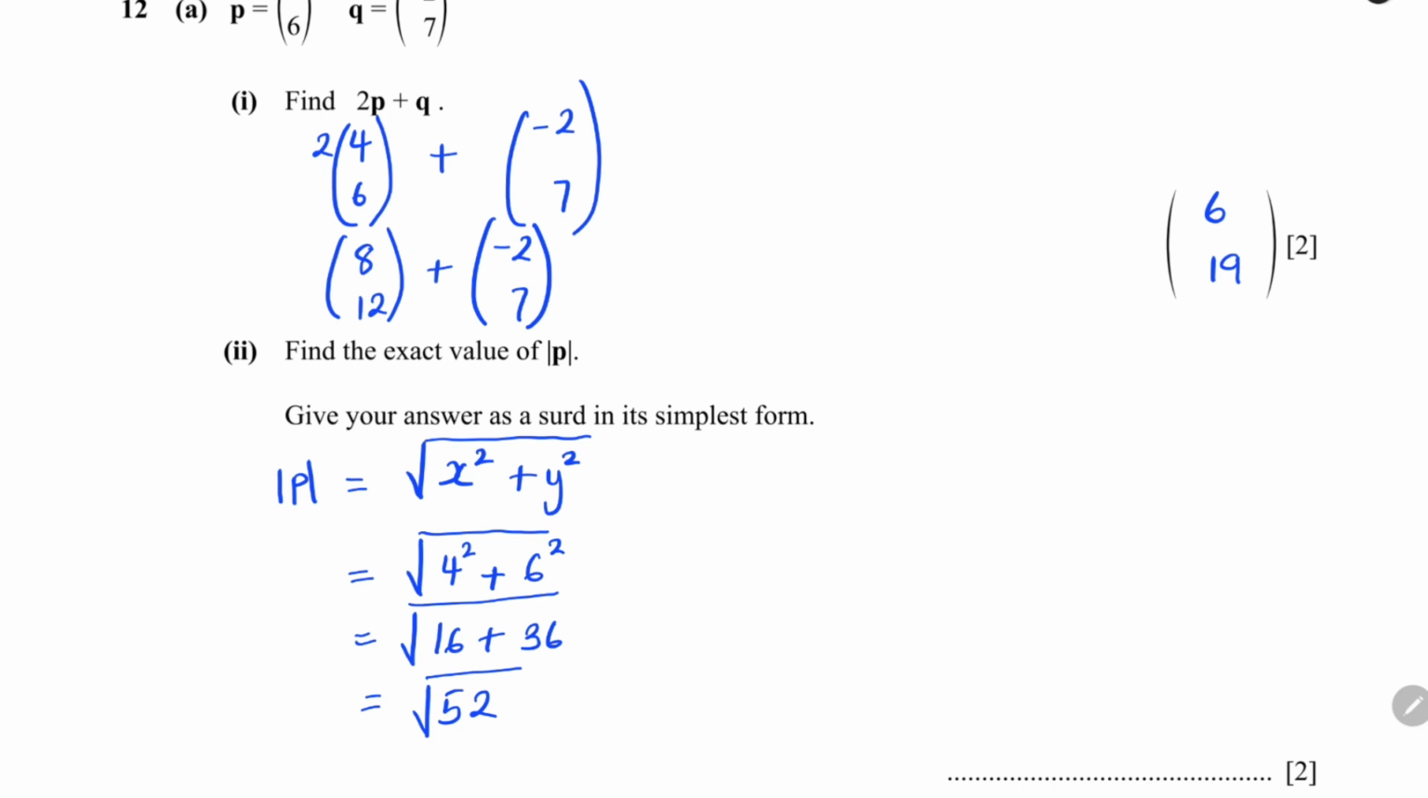But we've been asked to give our answer as a surd in its simplest form. If you look critically at 52, we could split it into the square root of 4 times 13. When this 4 comes out, it's going to be the square root of 4 times the square root of 13. The square root of 4 is 2. So our final answer is 2 root 13. That is the simplified form of the surd.